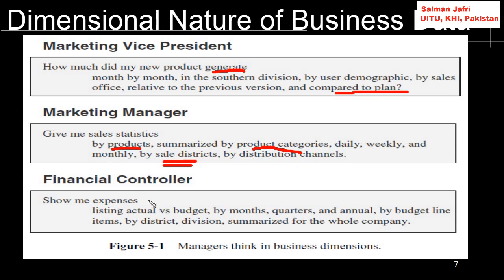So for example, the financial controller would be interested in expenses, so would be interested in listing expenses, actual versus budget. What were the expenses by month, quarters, annual, by budget line items, right? How much budget was used by certain lines, and so on, and it can also be summarized for the whole company. So these things are the dimensions in terms of which each of the executives would think.